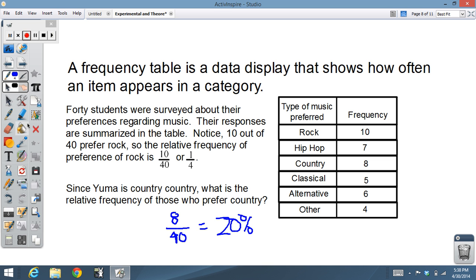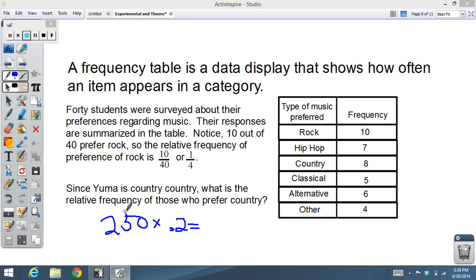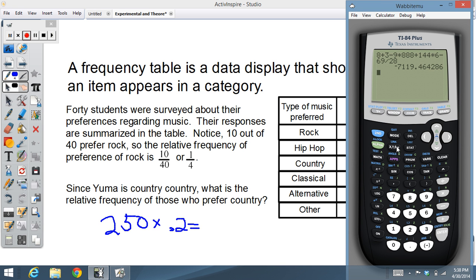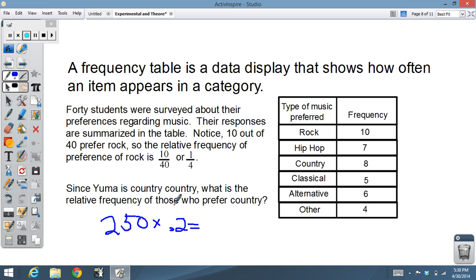All right. Now, of course, we can also use that to assume that, say, if we have 250 students in the school, how many of them like country? We take that 250 and we multiply it by our 20% or our 1/5, and we find the answer on that one. 250 times 0.2. I should know this one off the top of my head, but I'm not going to do it off the top of my head because I got my nice fun little calculator thing here. So 250 times our 20%, 50 students will like country. Good. Or like country, I'm sorry.